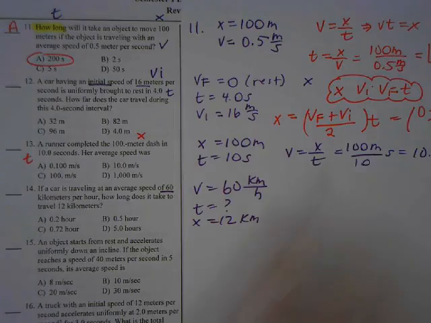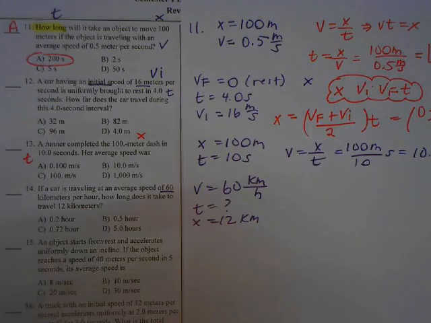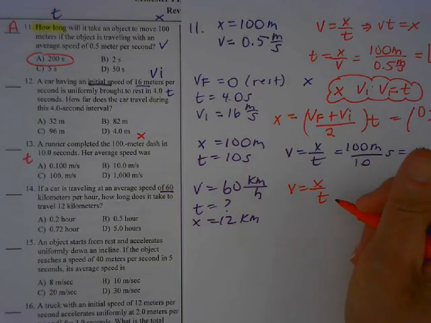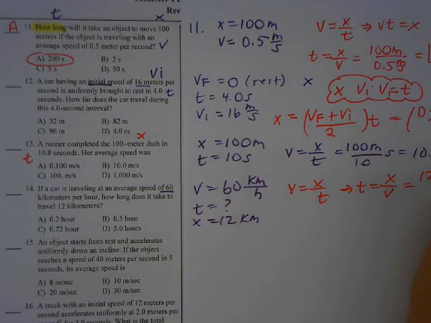So again, I know that speed is distance over time. So time is equal to x over v. So 12 kilometers divided by 60 kilometers per hour. And 1 over an hour is an hour. So 12 divided by 60 is 0.2 hours.